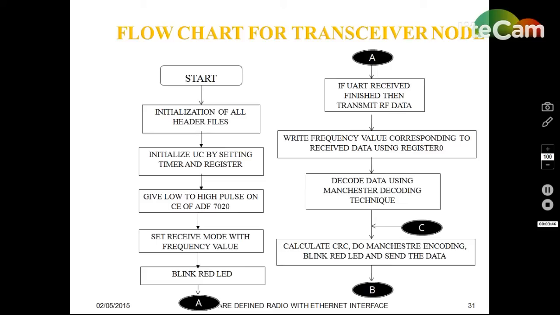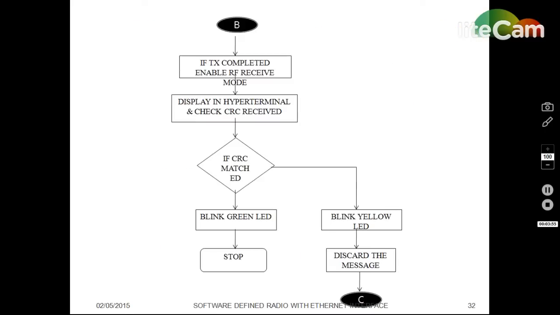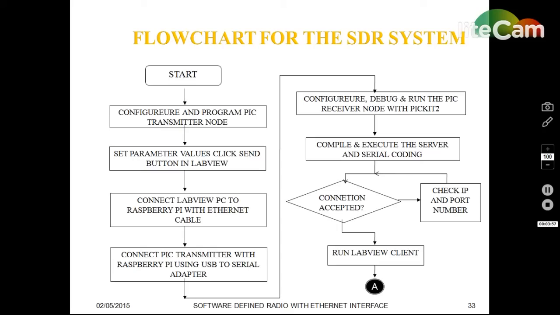In section C, it will again calculate the CRC, do the Manchester encoding, and then wait for the next data frame. Then the flowchart for the SDR system, the software defined radio system. As a whole, the system has to configure and program the PIC transmitter node. Then you have to set the parameter values and click the send button in the LabVIEW.